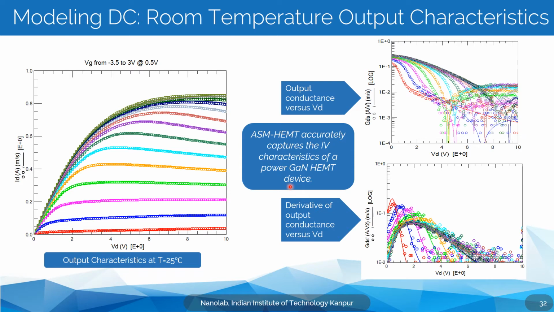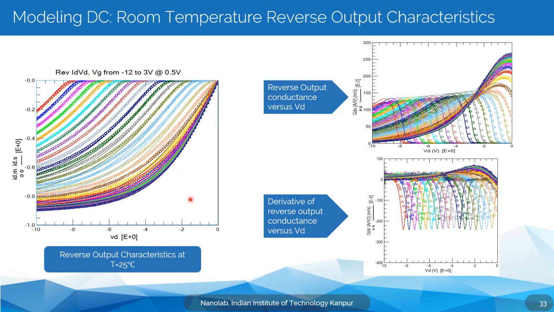This is the output characteristic. This is the derivative of the output characteristic, which is GDS. And this is the second derivative, which is GDS prime. Now these are the reverse output characteristics at 25 degrees Celsius. And this is again the derivative of the reverse output characteristic and the second derivative of the reverse output characteristics. Again, as you can see, it very accurately follows the measured data.